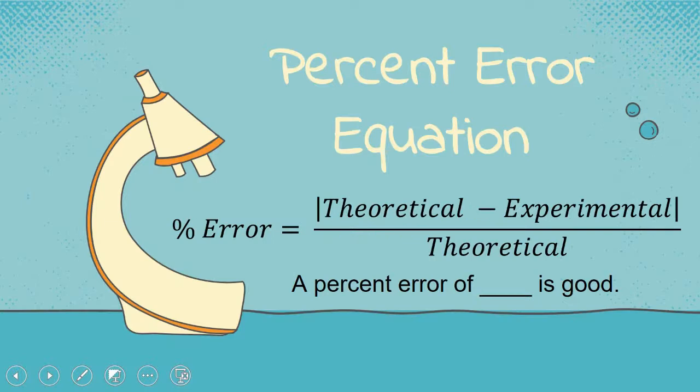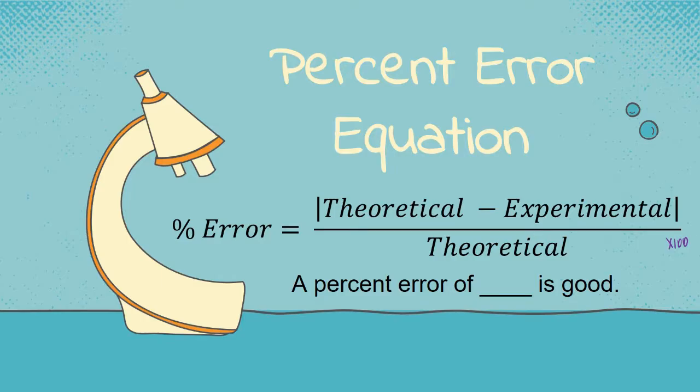So our equation is that percent error is the theoretical minus experimental, and that's going to be in absolute value bars, divided by the theoretical. And what's missing is a little times 100 so that we can make it a percent at the end. Now, absolute value bars means that if your number is negative, you make it positive.